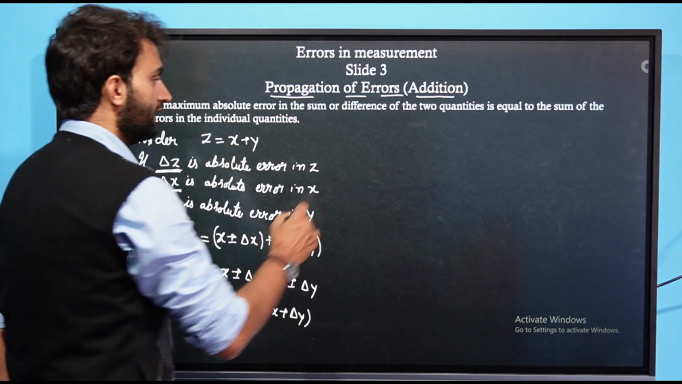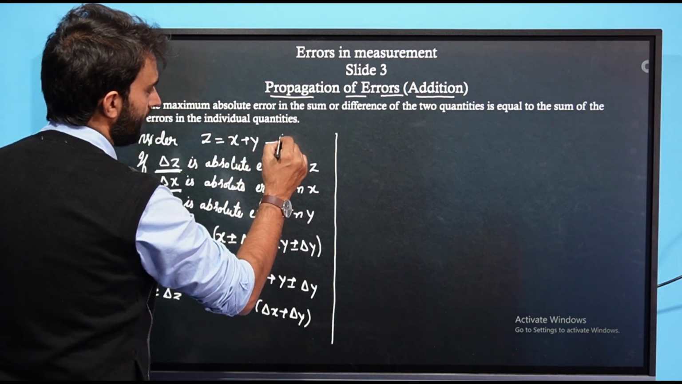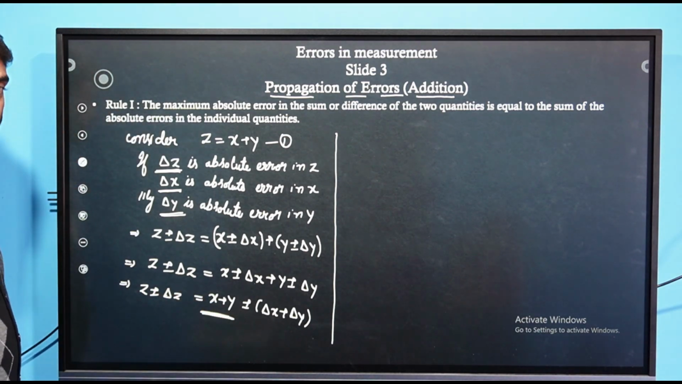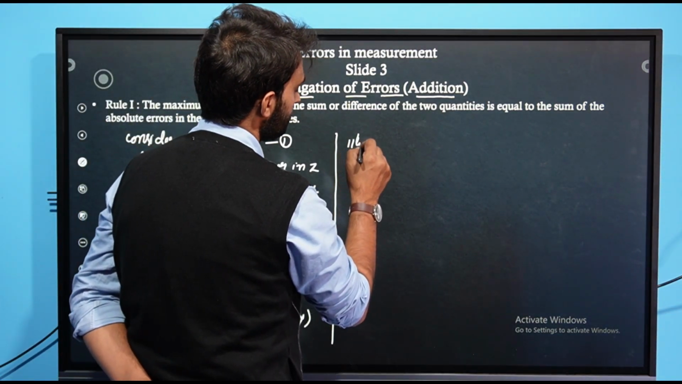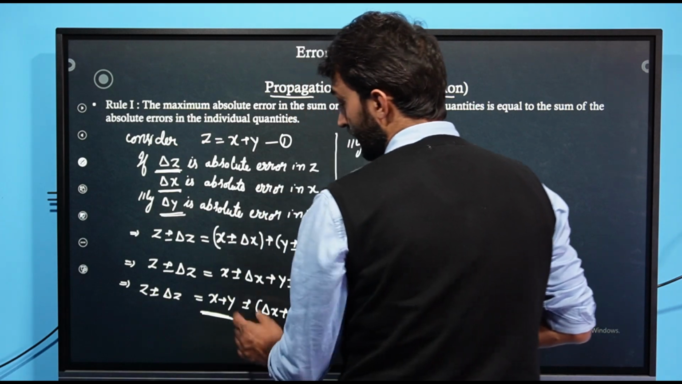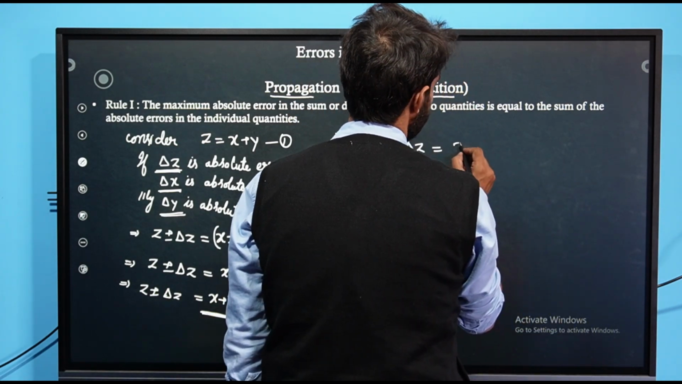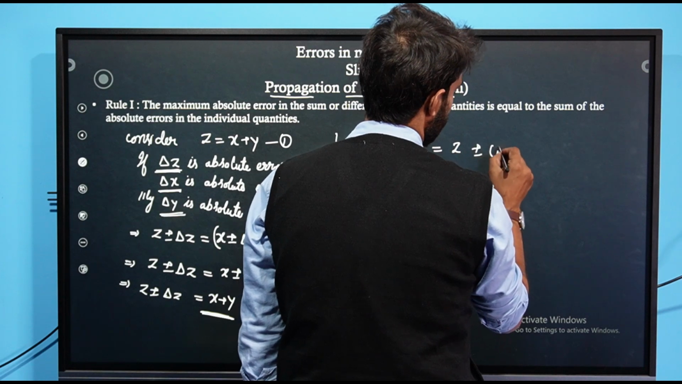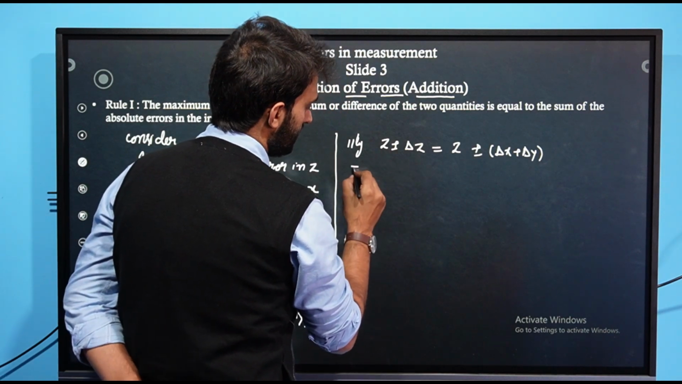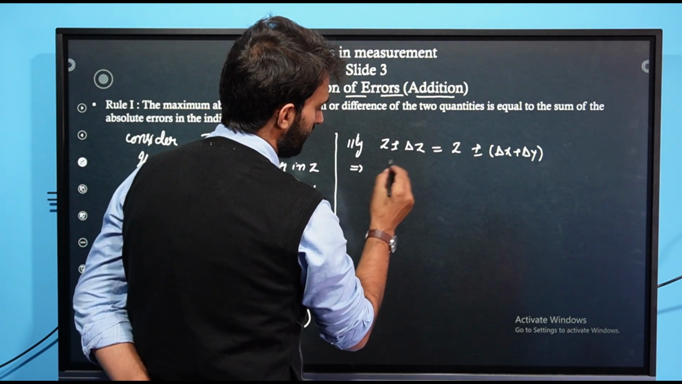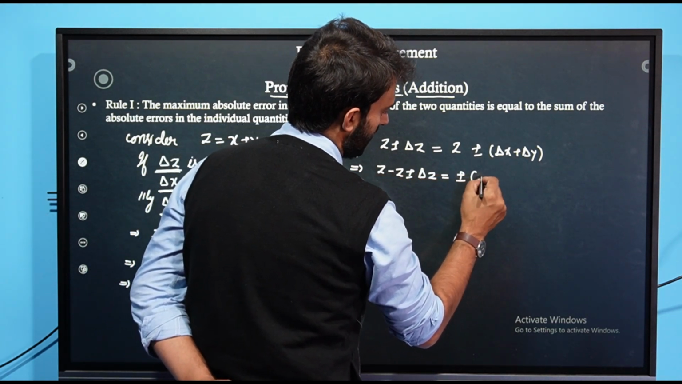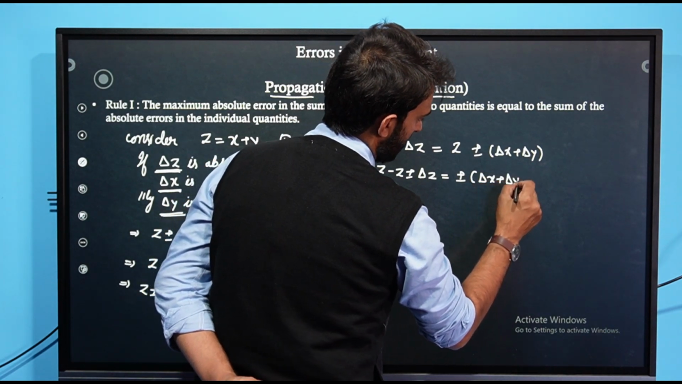So now we already know from equation number 1 that x plus y is equal to z. So this term we can replace with z. So we can say z plus minus delta z is equal to, in the place of x plus y, we can write z plus minus delta x plus delta y. So if we take this z here, we can write it as z minus z plus minus delta z is equal to plus minus delta x plus delta y.